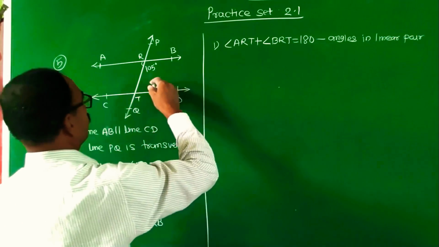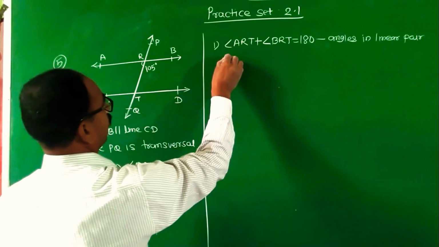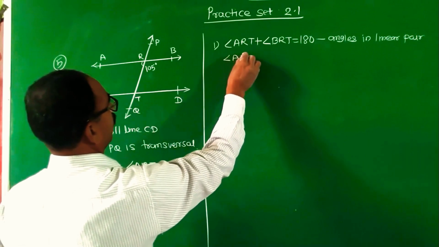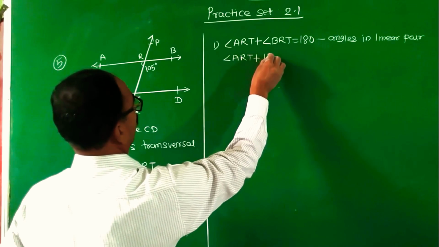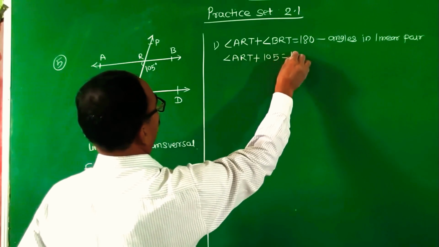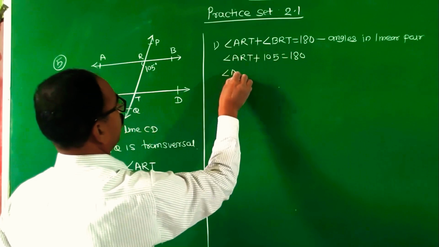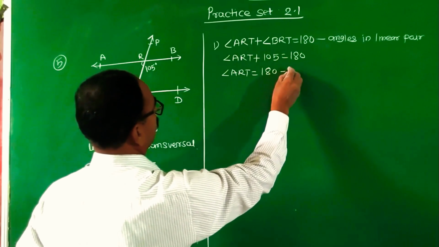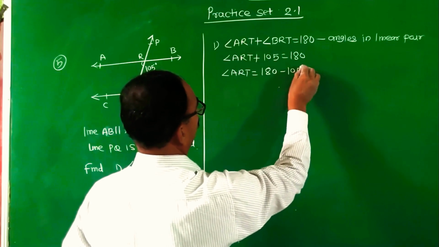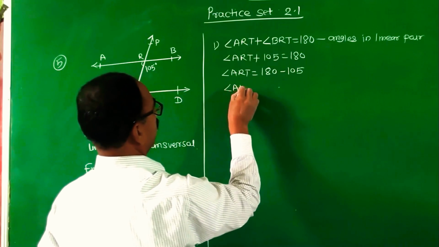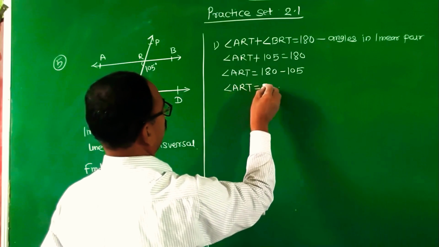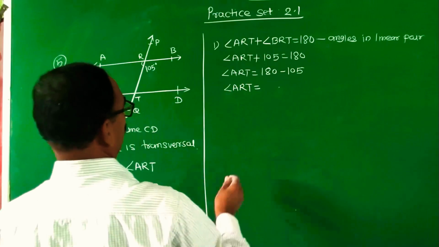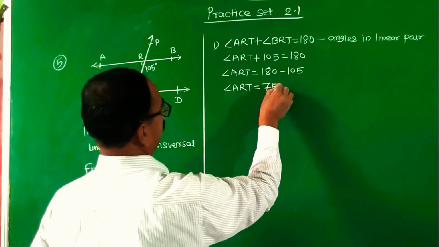So BRT is 105, angle ART plus 105 equals 180. So angle ART will be 180 minus 105, which will be 75 degrees.